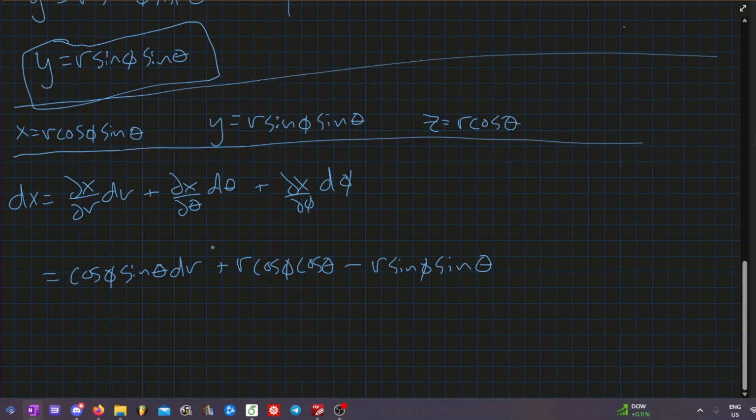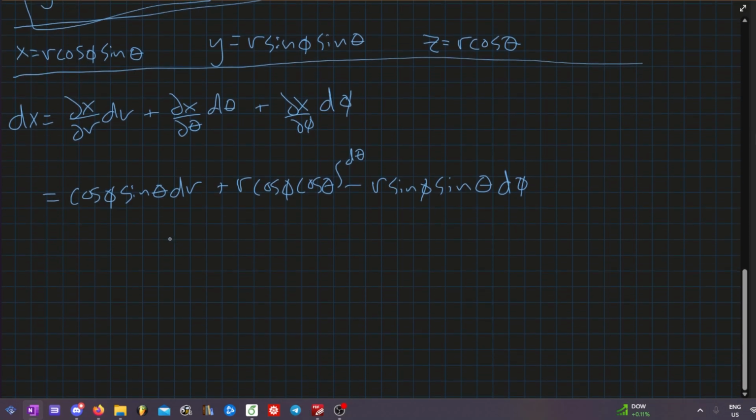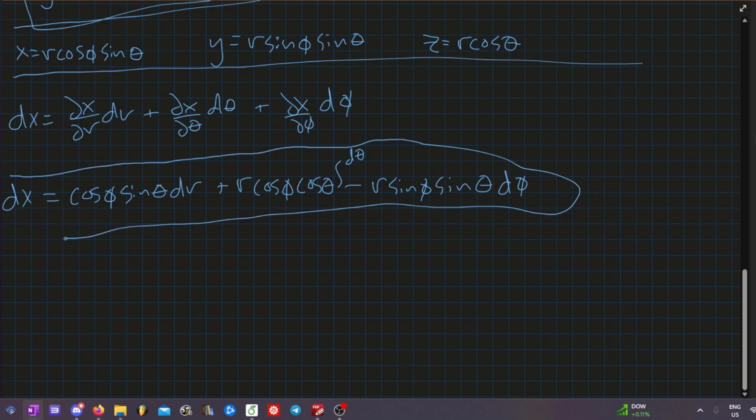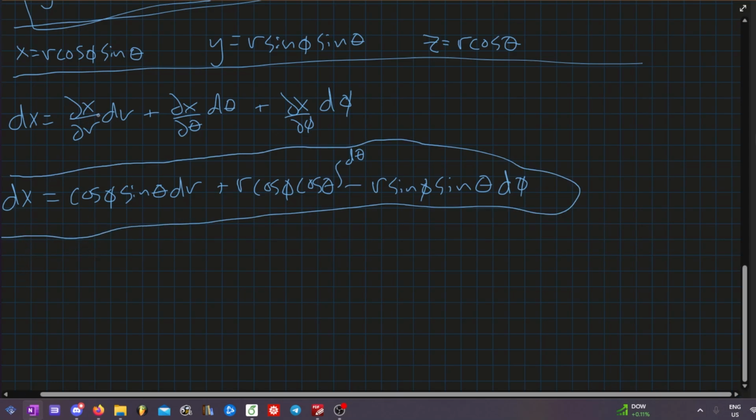Oh, and I'm forgetting to put the differential elements here, so this one has dr, but this one is going to be d theta, and this is going to be d phi. Okay, and I'm not going to bother squaring that here. We're just going to write the linear relations. So that's good. I'm not going to write down the chain rule for the next ones. We're just going to go ahead and do it.